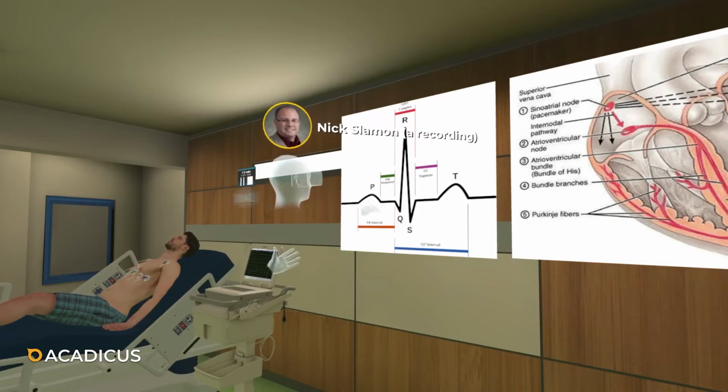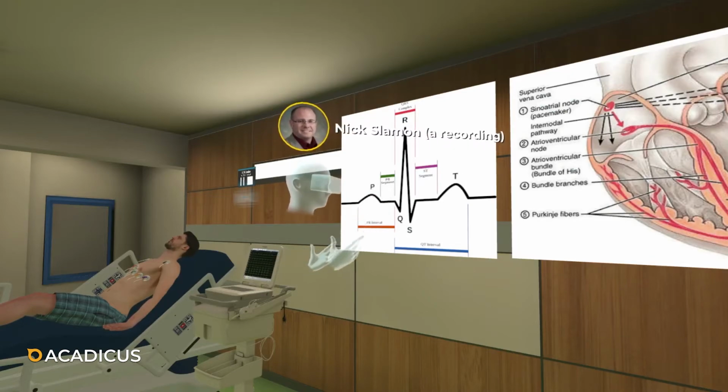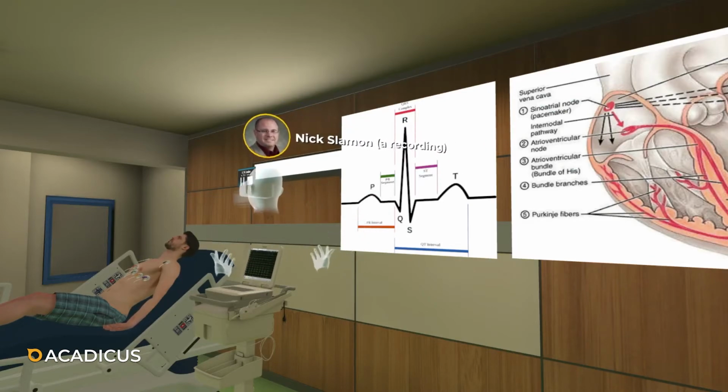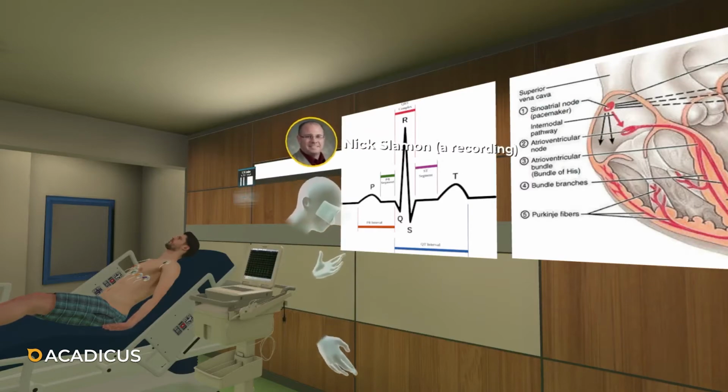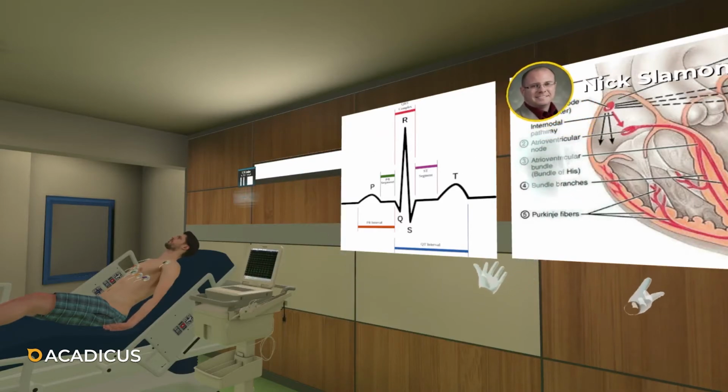Then we come back, as I said, to baseline, and then we have the T wave, and the T wave is important because that's resetting the system. That's the repolarization of the ventricles. They're getting ready for the next contraction. So that's another important point that we should point out before we finish up.